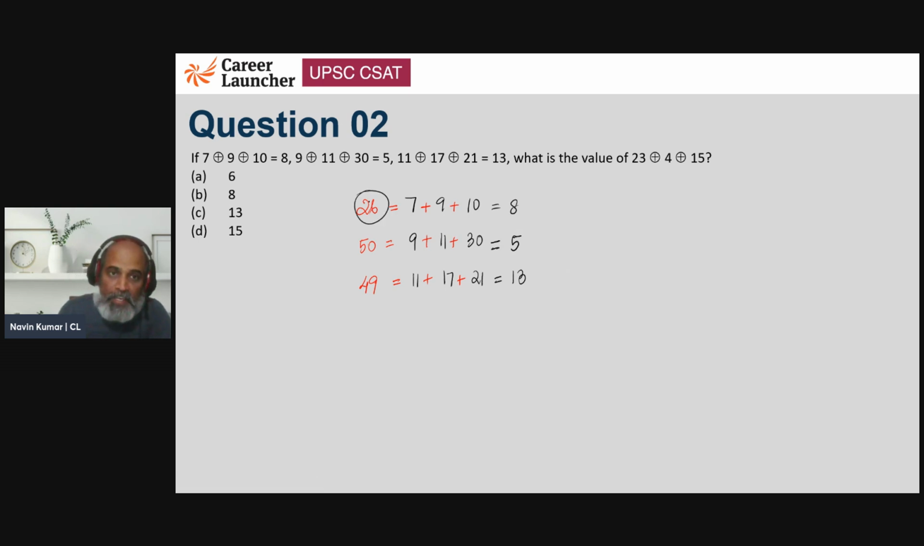So what we see is if we add the digits of 2 and 6, we get an 8. If we add the digits of 5 and 0, we get 5. If we add the digits of 4 and 9, we get 13. So that's exactly the same logic that we are supposed to use here. 23 plus 4 plus 15, this is going to result in 20, 30, 39, and then plus 3, 42. So if we have 42, if we add the digits, it will give us a 6. So basically, sum of the digits is what this question is about.